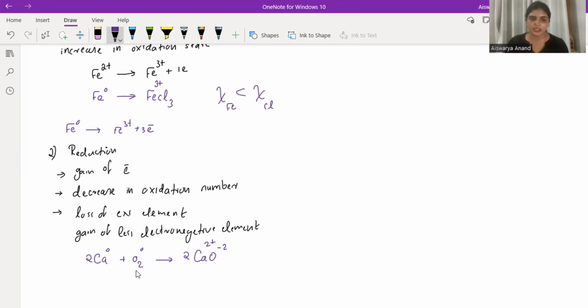Now, in the oxygen, I can even say it in this manner. If I'm comparing the electronegativity of calcium and oxygen, oxygen is definitely more electronegative. So oxygen is gaining a lesser electronegative element, that is calcium. So we can say oxygen is undergoing reduction, or that oxygen is gaining a less electronegative element. So this is another term to explain oxidation reduction.